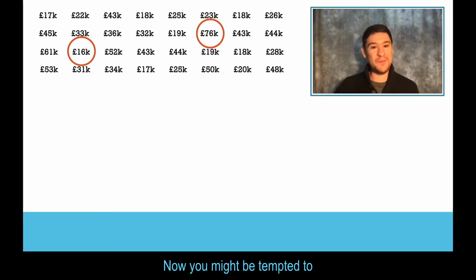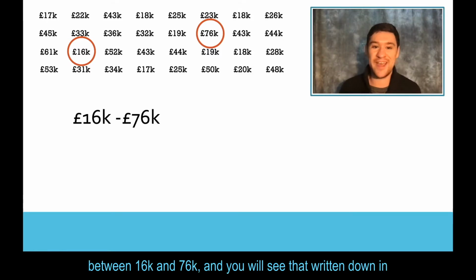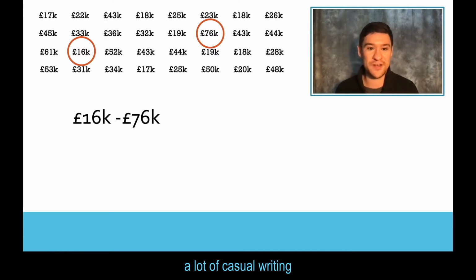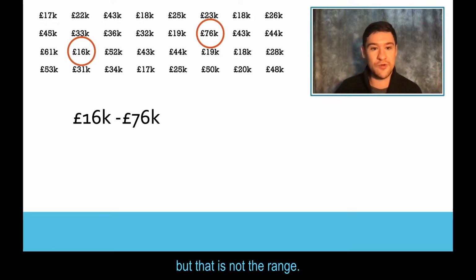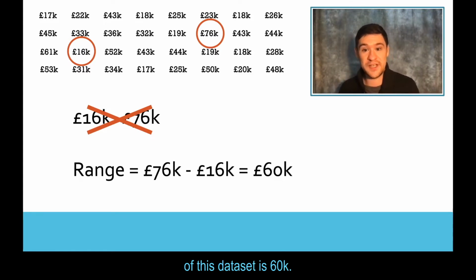Now you might be tempted to write down the range as this then. The range is between 16k and 76k, and you will see that written down in a lot of casual writing. But that is not the range. The range is the maximum minus the minimum. So the range of this data set is 60k.